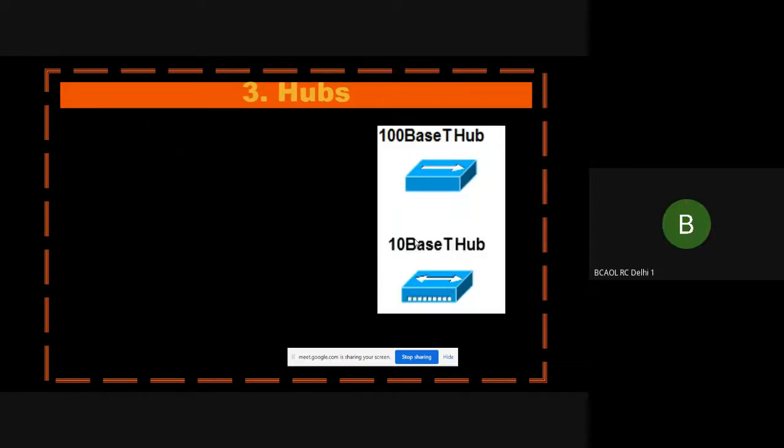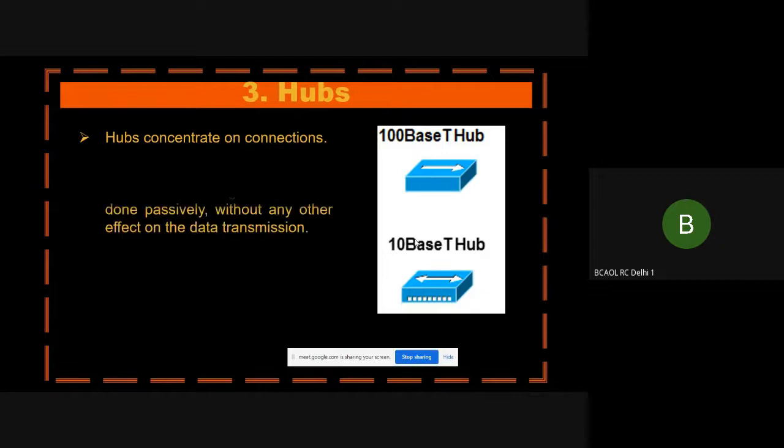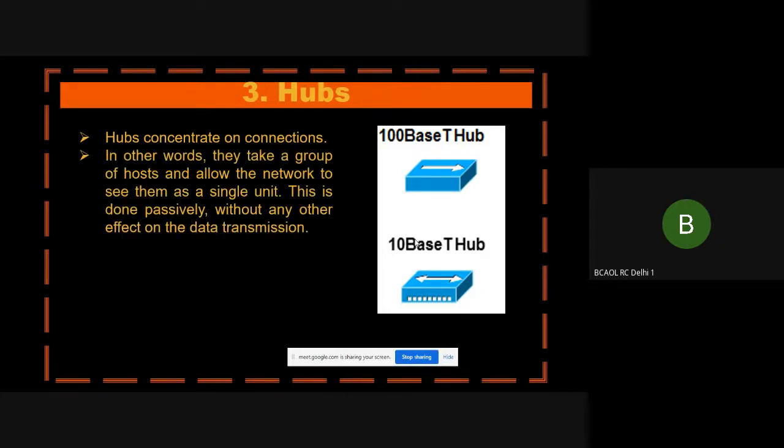And then there is your hub. Hubs concentrate connections. If you want a number of computers to be connected, a hub will have a group of computers connected in a single unit. In other words, they take a group of hosts and allow the network to see them as a single unit. You will think that it is a single unit, but actually there are a number of hosts attached to that hub.